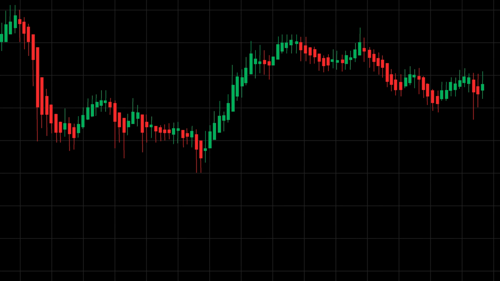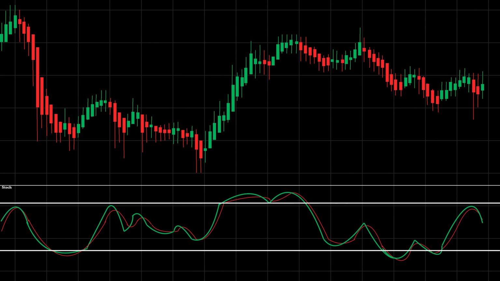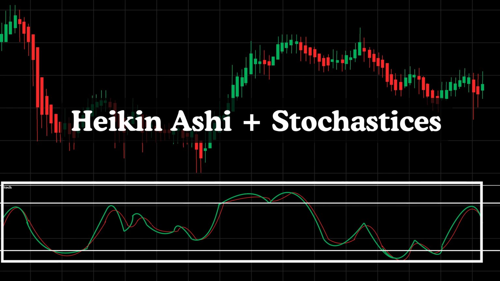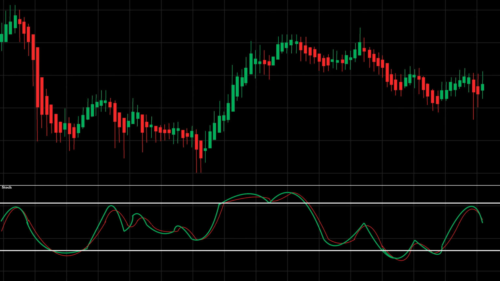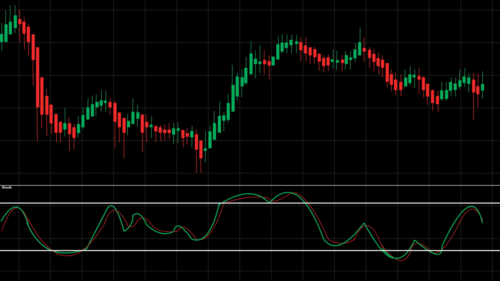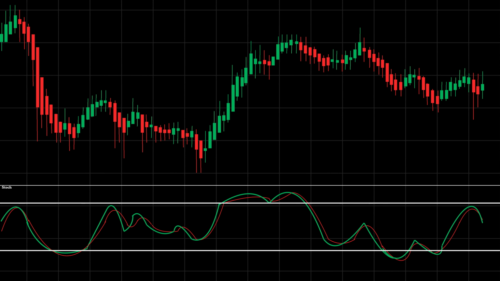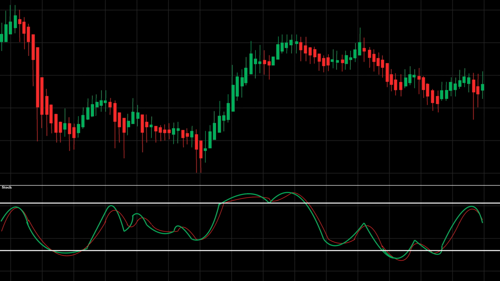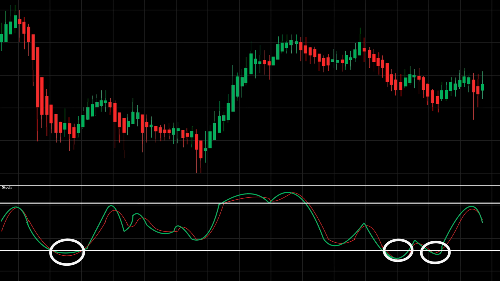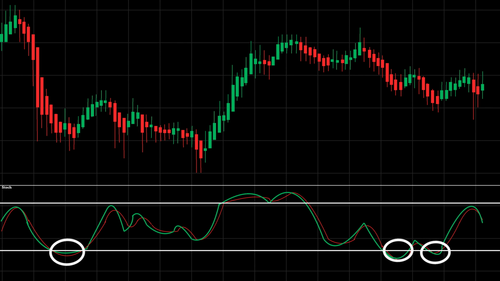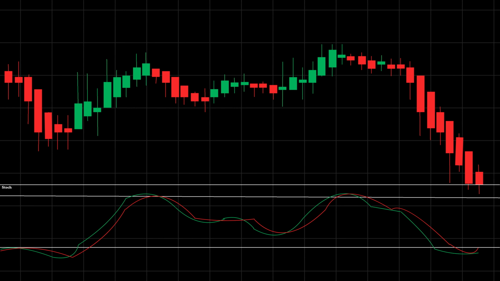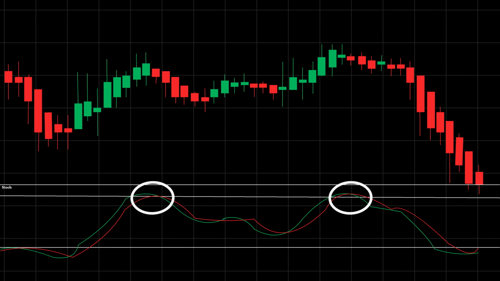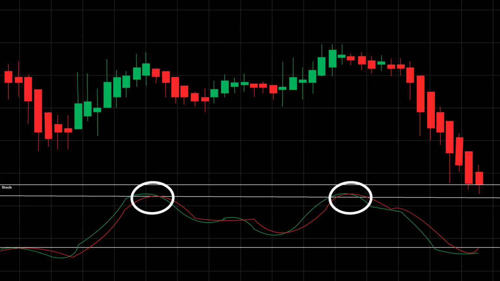The next strategy I prefer to use when trading with Heiken Ashi is by pairing it with the stochastics indicator. I won't go into too much detail about the stochastics because it's pretty straightforward, and I want to keep this video concise. Basically, it works similarly to the RSI. When the lines drop below the lower band, it means the market is oversold and likely to reverse upward. If it moves above the upper band, it indicates the market is overbought and may likely reverse downward.